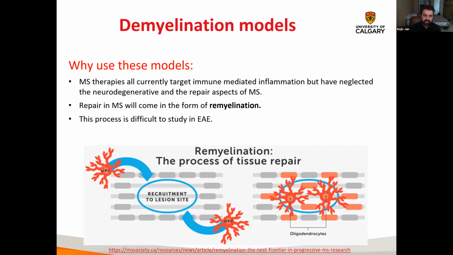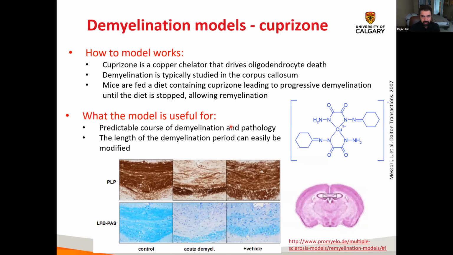And so remyelination is a process wherein basically oligodendrocyte precursor cells are recruited to the site of damage or where there's demyelination. These oligodendrocyte precursors can then differentiate into mature oligodendrocytes and remyelinate the myelin. This is a really important process if we want to help repair the damage that is occurring in MS patients, but is difficult to study in EAE predominantly because of this, because the animals do not develop a uniform disease. And this is where the demyelination models really shine.